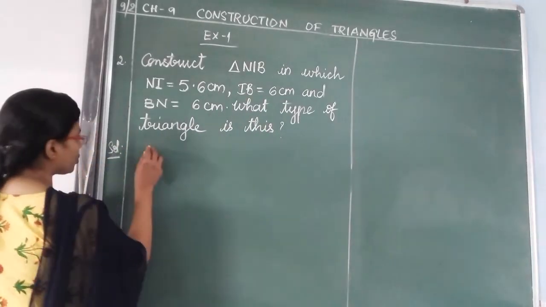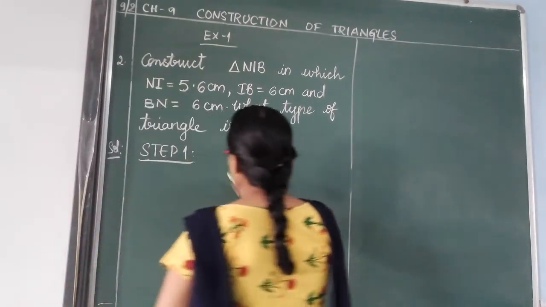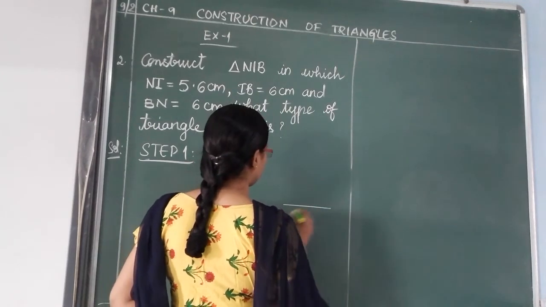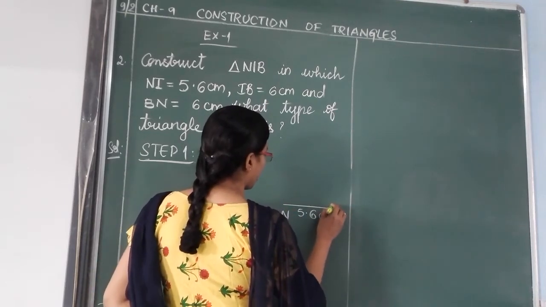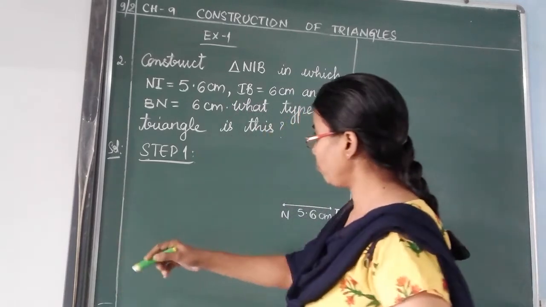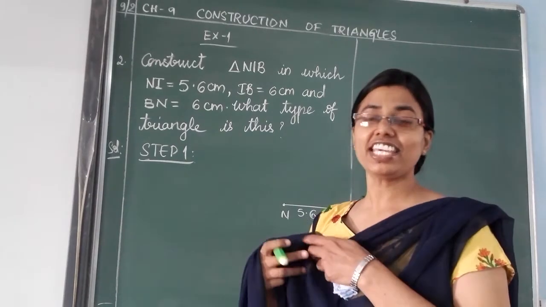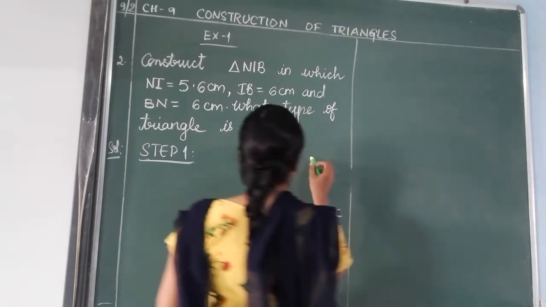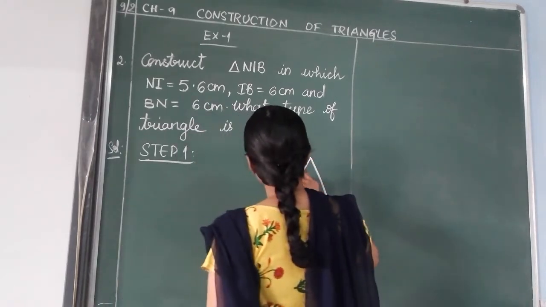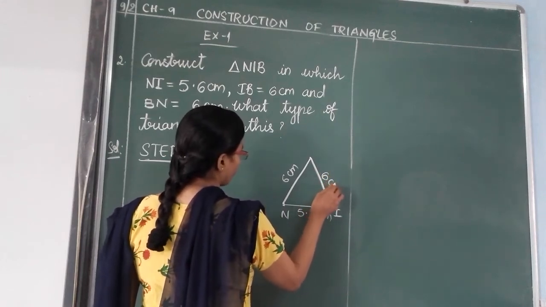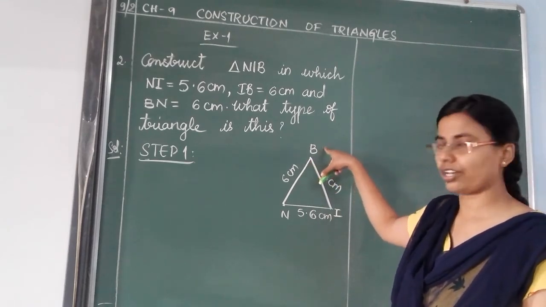Let's do that now. Let's write step 1. You know that NI is 5.6 centimeters. The line segment NI initially you have to draw. Then you know that BN and IB both are 6 centimeters each. So let's draw the lines. Because both of them are equal in length, it can be like this. So this is 6 centimeters and this side also is 6 centimeters. And the vertex here is B.